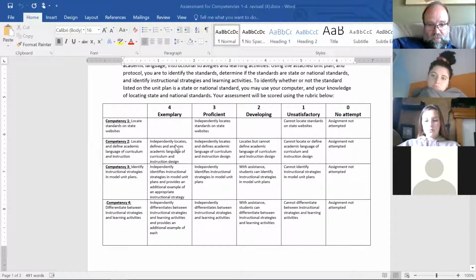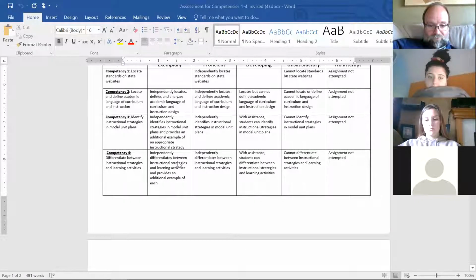The rubric is here. You can kind of see what you need to do as far as locating state standards. Go to the DESE website, find those state standards. Locate and define academic language, identify instructional strategies and model unit plans, and differentiate between those strategies and learning activities. So that's the 4 things that you need to kind of accomplish.